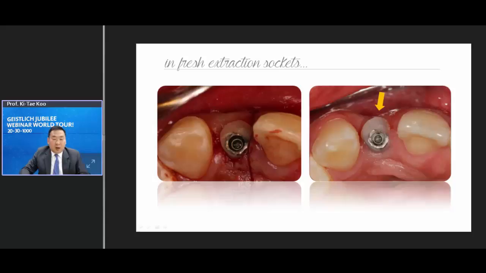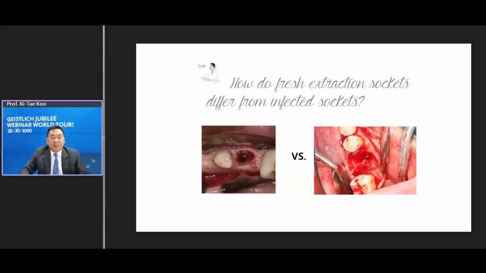And I would like to move on to the studies that are done in infected sockets. So until now, everything was done in fresh extraction sockets. And my research since 2012 has focused on infected sockets also. So we're seeing a switch from fresh extraction sockets to infected sockets, which we see more commonly in our daily practice. And the reasons for extractions are probably more related to infected sockets than fresh extraction sockets.